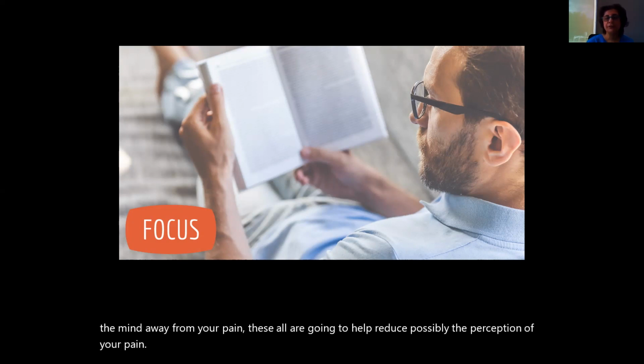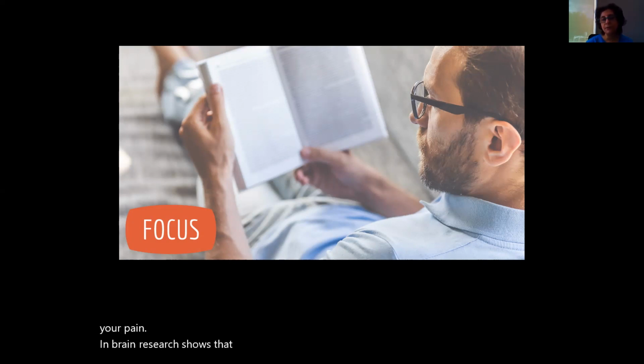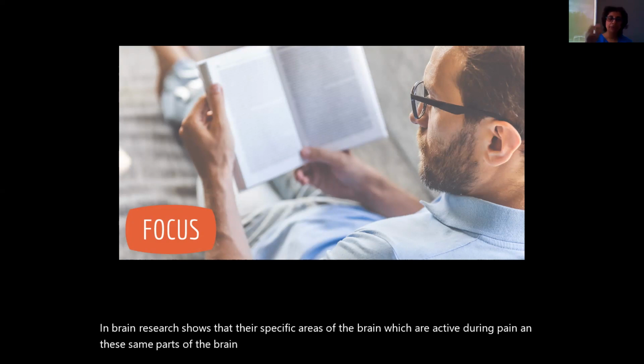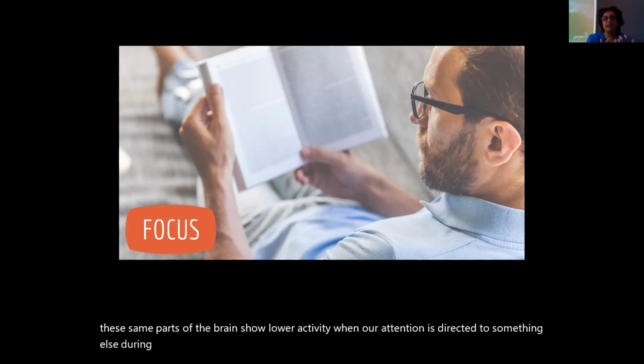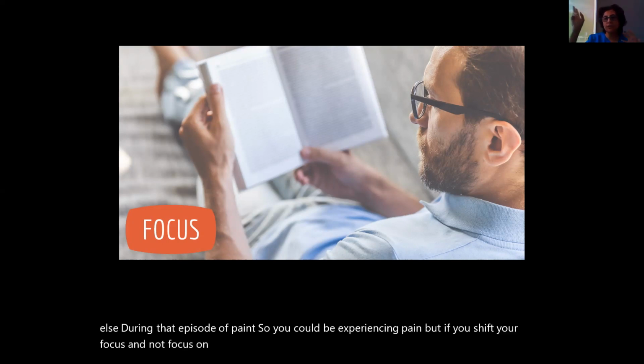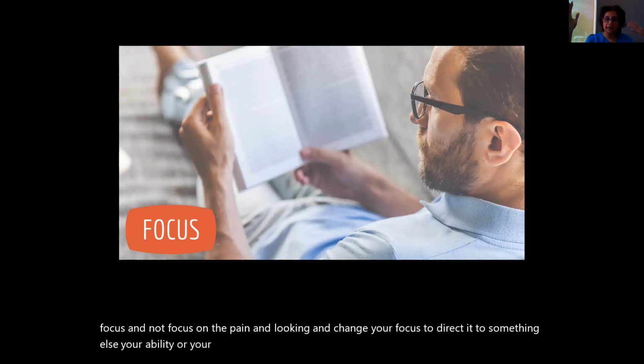And brain research shows that there are specific areas of the brain which are active during pain, and these same parts of the brain show lower activity when our attention is directed to something else during that episode of pain. So you could be experiencing pain, but if you shift your focus and direct it to something else, your perception of pain is lower than someone who can't redirect their attention.